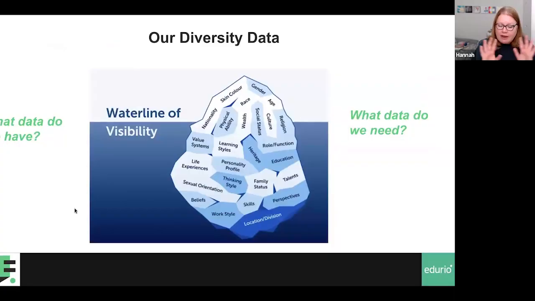I want to just use the metaphor of an iceberg. Don't worry too much about all the words on here. But the reason I picked this diagram is that what I see, and we work with thousands of schools, colleges and trusts, nationally and internationally, is that the diversity they are talking about is often the diversity they think they can see. And we need to be really, really careful about this because even with race or faith, we cannot always see someone's diversity markers.